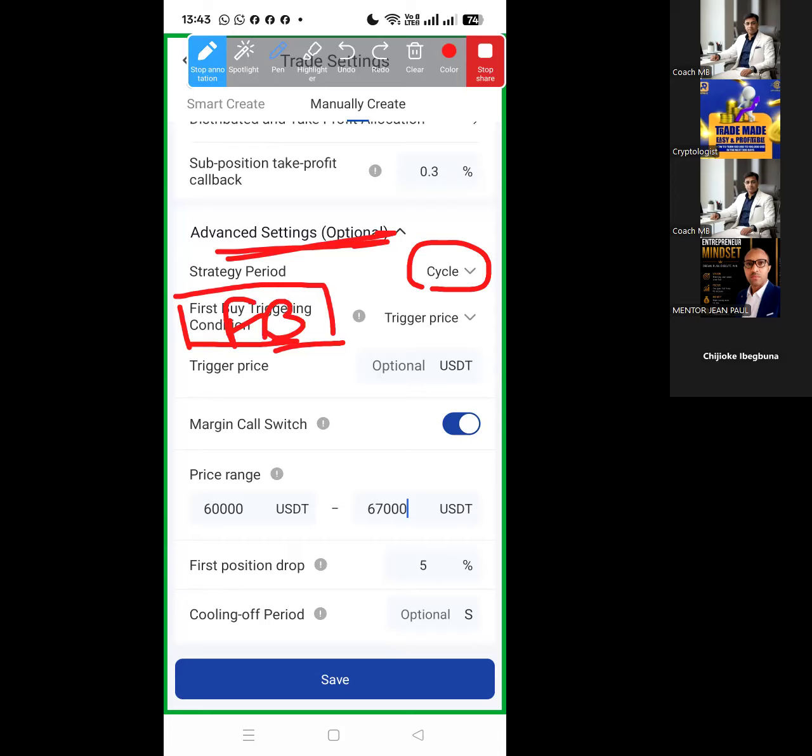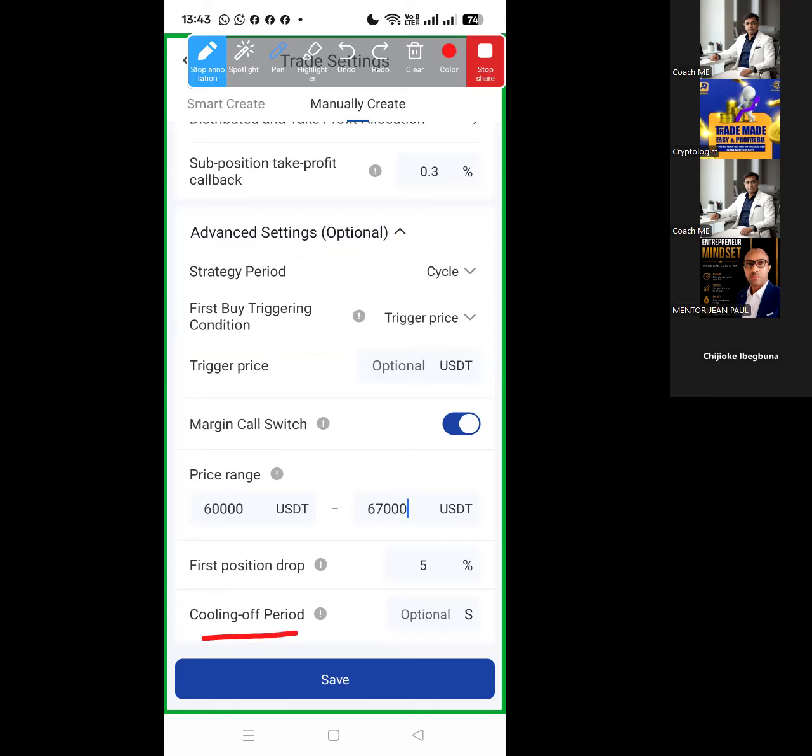It will be used only to buy the first buy and start a new cycle, right? So you don't expect this to happen in the margin calls. Okay. So one more thing that you can use here is you can give a cooling off period.